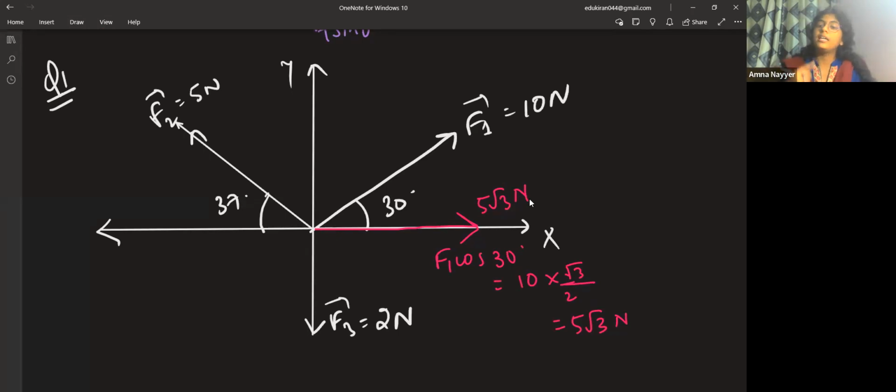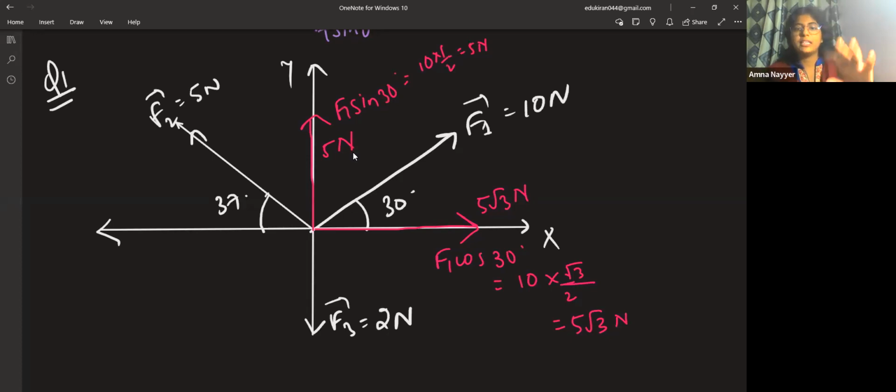Fine. What did we study next? The perpendicular to it becomes sine theta. So this becomes F1 sine 30 degrees, that is 10 into half, which is 5 Newton. We have resolved F1. This is 5 Newtons over here, and this is 5 root 3 Newtons over here. All right, 5 root 3 and 5 Newton. So F1 is resolved.